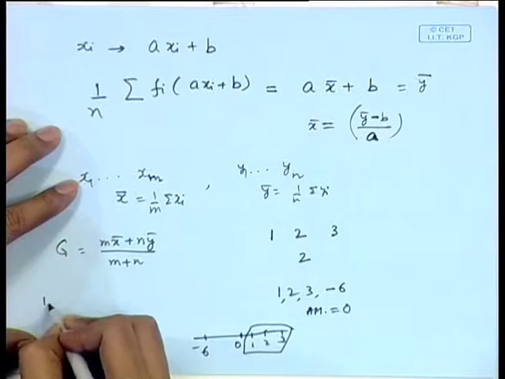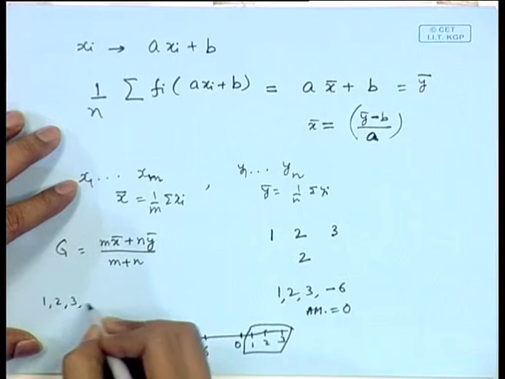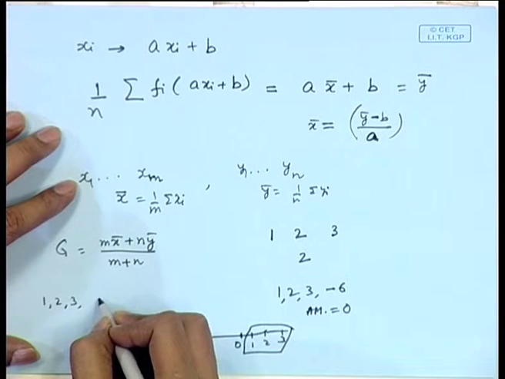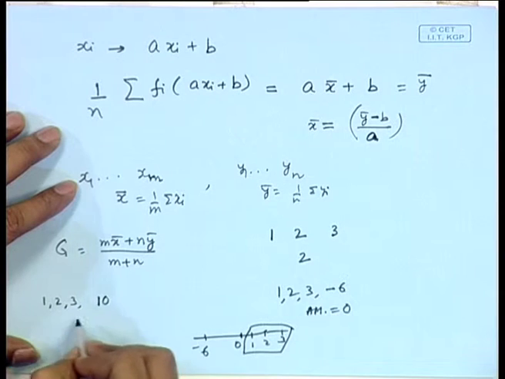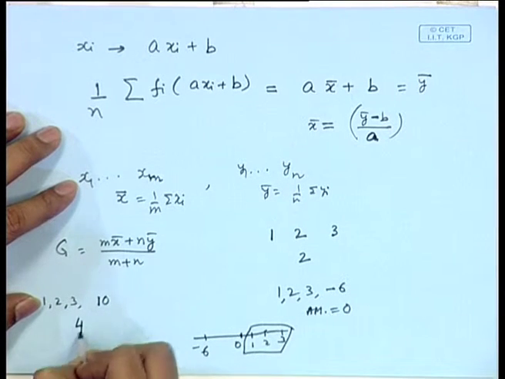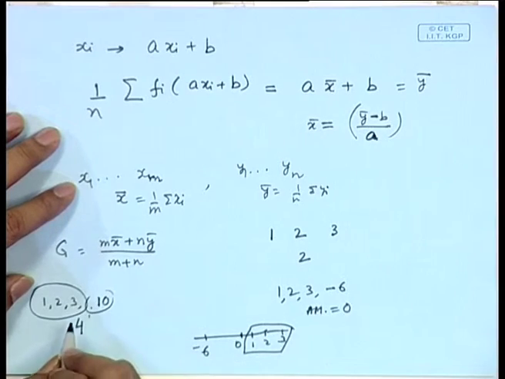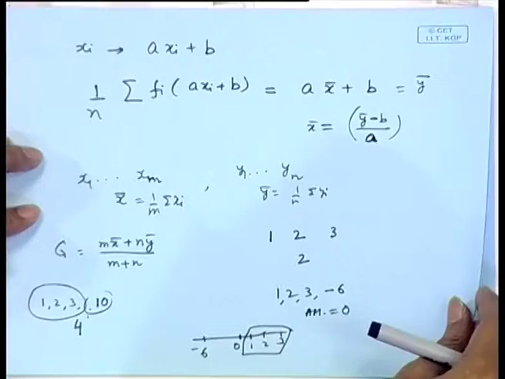For example, in place of minus 6, in 1, 2, 3 and minus 6, I put say 10, then the arithmetic mean will become 4, which is again bigger than these 3 values and less than this one, much less than this. So, it gives undue weightage to very high or very low values. So, this is one drawback of this arithmetic mean.